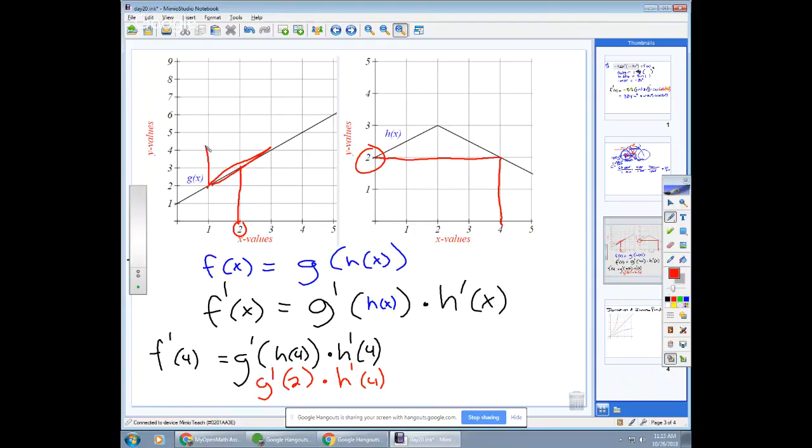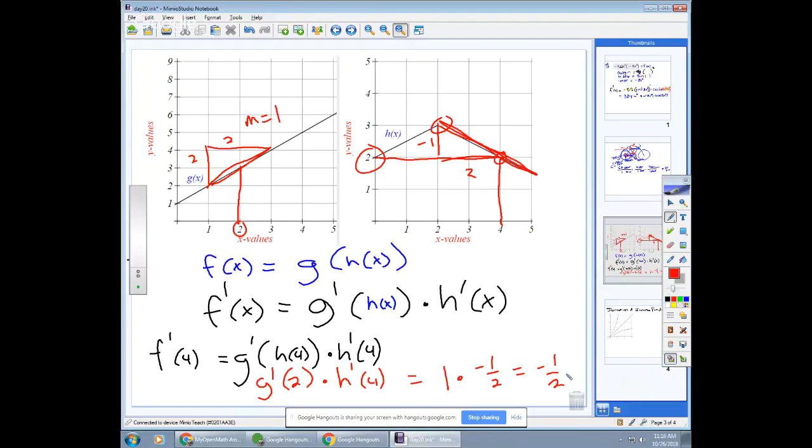Rise is up to right 2. Yeah, so the slope here seems to be 1. So g prime of 2 is 1. And then if we plug in 4 into h, what does the slope appear to be right in this region? So what do we got? From here to here, down 1, right 2, negative 1/2, right? Yeah, so that'd be negative 1/2. So it looks like f prime of 4 is negative 1/2 according to the chain rule.